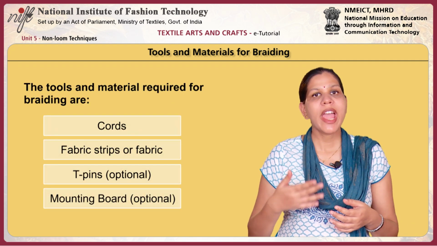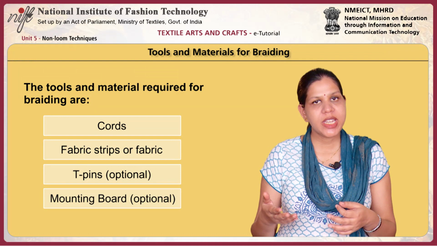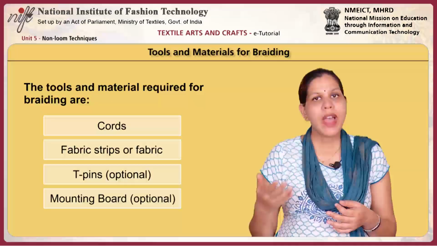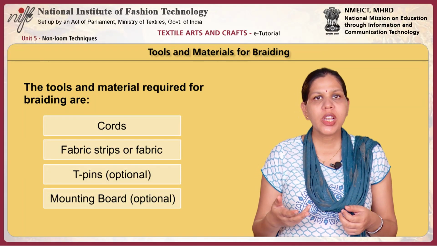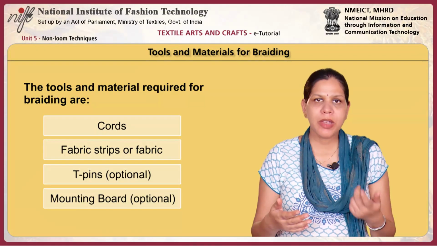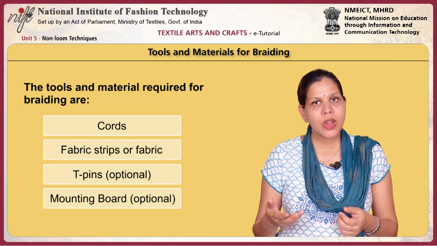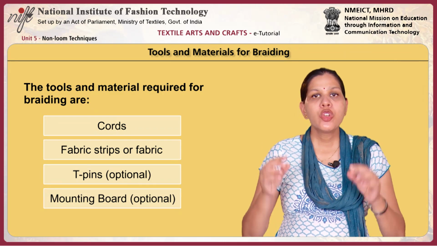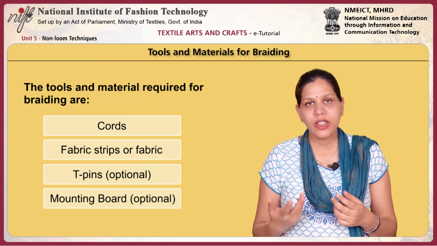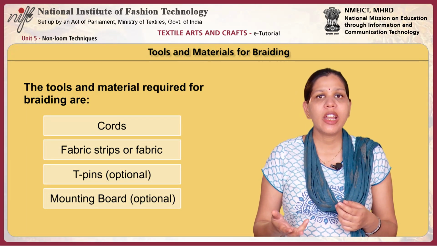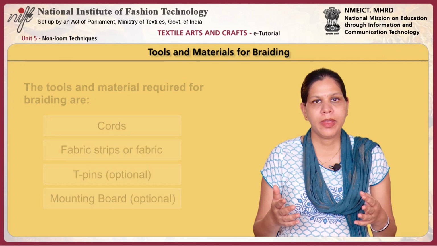These are the tools and materials required for braiding: cords, fabric strips or fabric. Optionally, T-pins and a mounting board can be used. Fabric strips and T-pins are required to anchor the braiding yarns firmly for better working. Otherwise, braiding can also be done without any mounting.